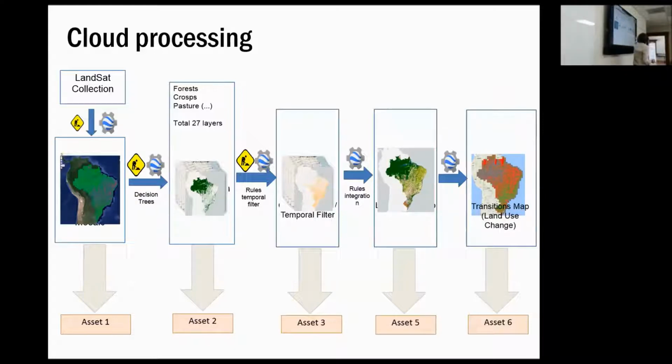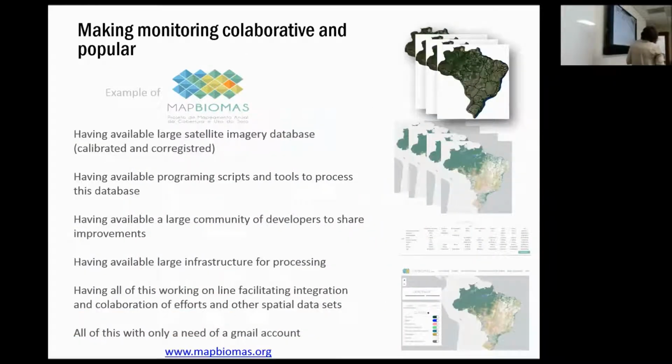And then we create the transition maps, which we use to feed SEEG, which is a greenhouse gas emissions inventory system that the civil society has put together.